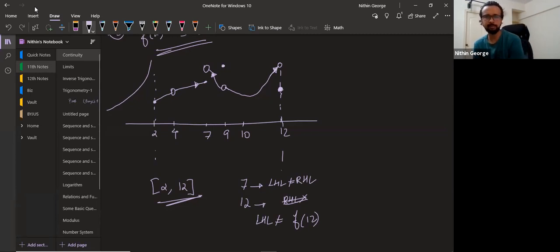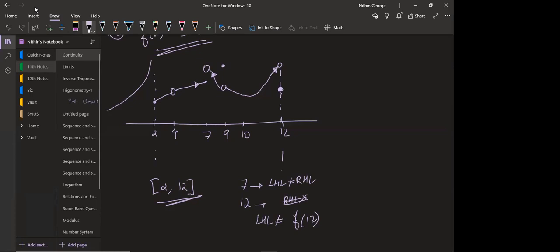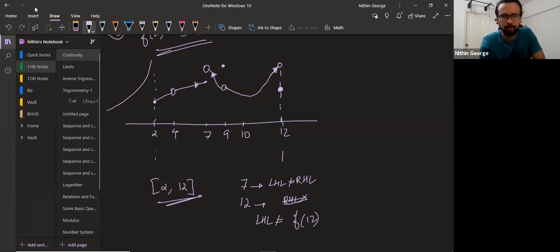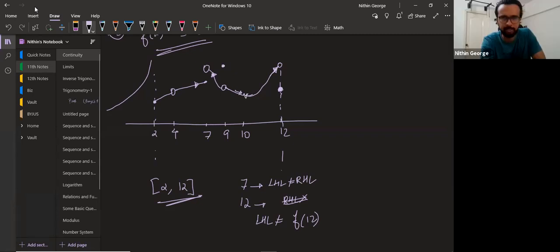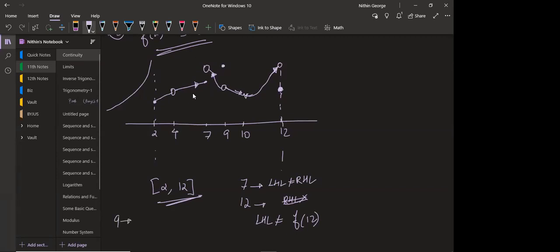At the point 10, is it continuous? Yes, sir. It's continuous. So the LHL goes towards this value, RHL goes towards this value. The function takes this value at that point as well. So it's perfectly continuous. Now, at the point 9, discontinuous.